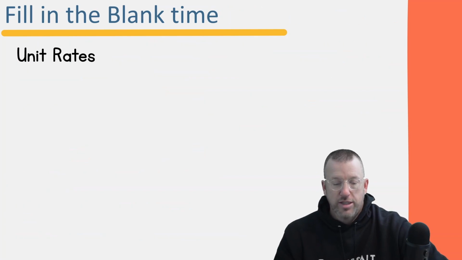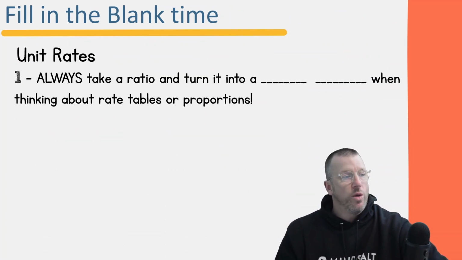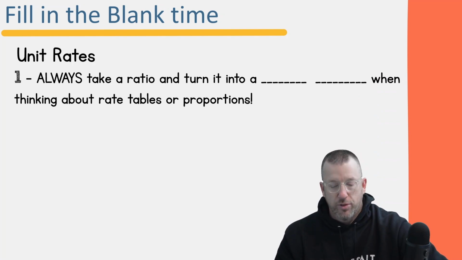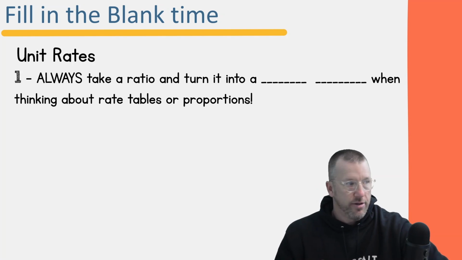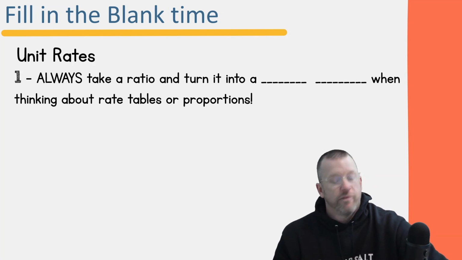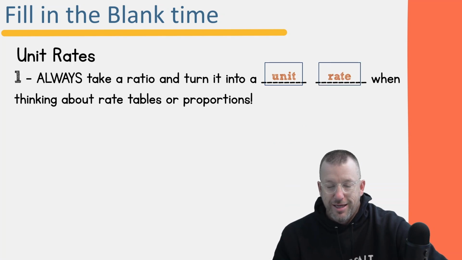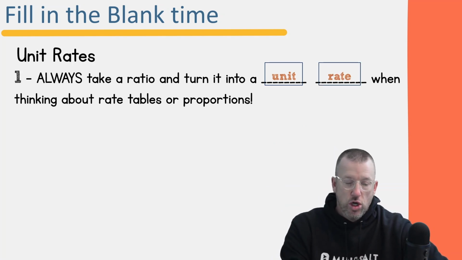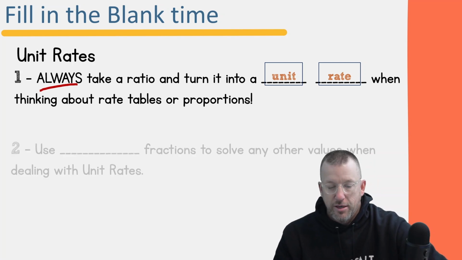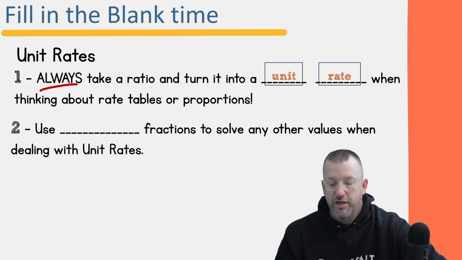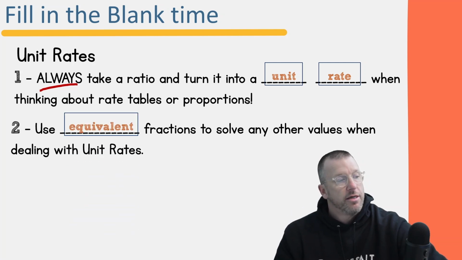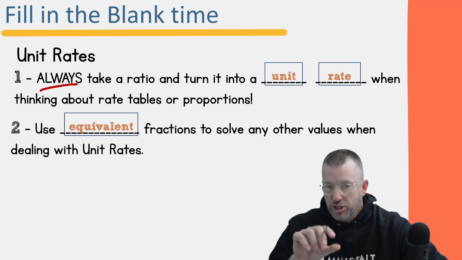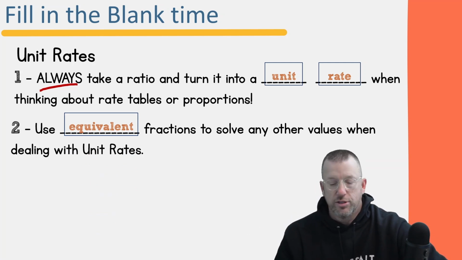Coolio. All right, so let's go ahead and fill in the blanks here. All right, always take a ratio and turn it into a unit rate when thinking about rate tables or proportions. So if you're trying to figure out other values on a ratio table or figure out proportions, go ahead and turn it into a unit rate. And I mean always. It makes your life so much easier. All right, second one is use equivalent fractions to solve any other values when dealing with unit rates. Equivalent fractions, right? Remember ratios, you can set them up like fractions, and proportions are the same thing as equivalent fractions, all right? They show the same value increasing at the same rate on the top and bottom.